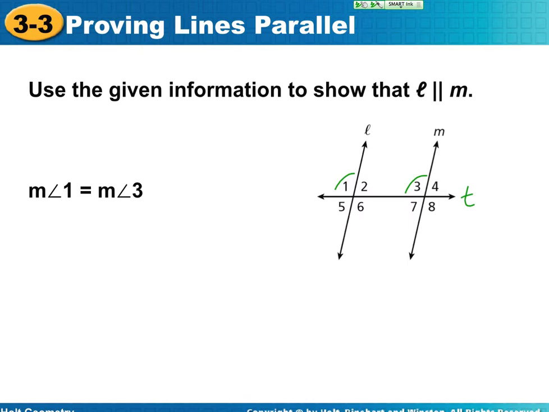So what are the steps we would need in this sequence? Well, we're given that the measure of angle 1 is equal to the measure of angle 3. Can we get from there to angle 1 congruent to angle 3? We did some proofs and gave reasons last chapter. What can we use to get angle 1 congruent to angle 3?